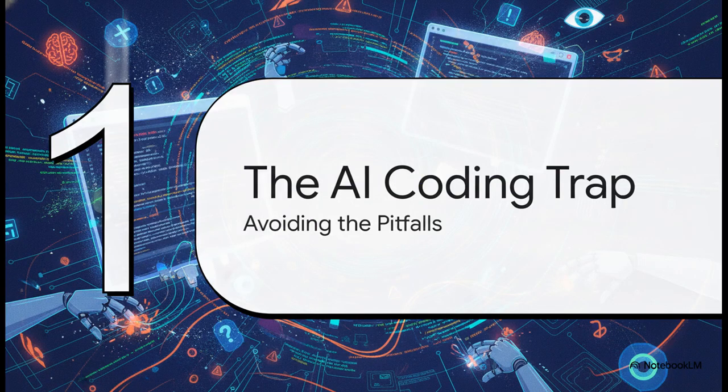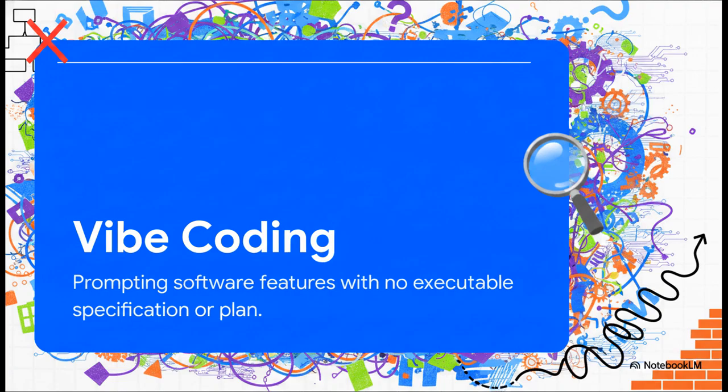Section 1. The AI coding trap. Let's talk about what happens when things go off the rails. To understand why this method is such a game changer, we first have to look at the somewhat chaotic state of the tech industry right now. There's this massive temptation to just plug an AI agent into your IDE and tell it to build things. This brings us to a phenomenon the source material brilliantly defines as vibe coding.